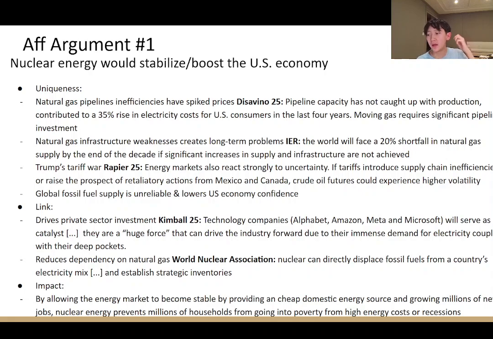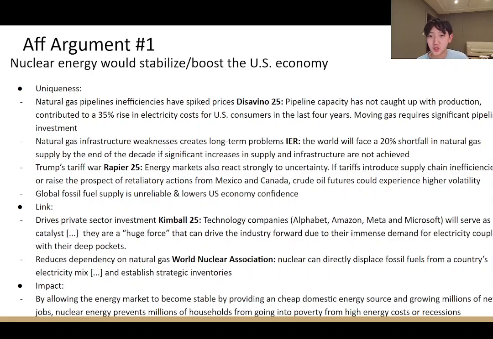The impact is by allowing the energy market to become stable by providing a cheap domestic energy source and growing millions of new jobs. Nuclear energy prevents millions of households from going into poverty from high energy costs or recession. This doesn't have to be like your specific impact. This can be any impact about the economy, right?